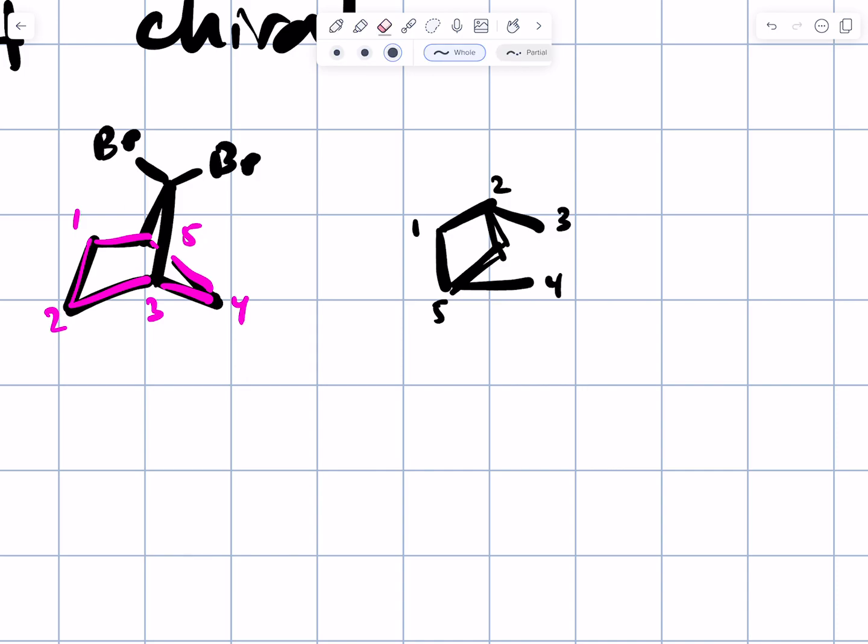So you'll have to understand that there's a bond here sort of coming out towards you, hovering over the ring, and another bond here sort of again coming out towards you and hovering over the ring. That one you may want to build a model of. So chiral or not chiral? What do you think?